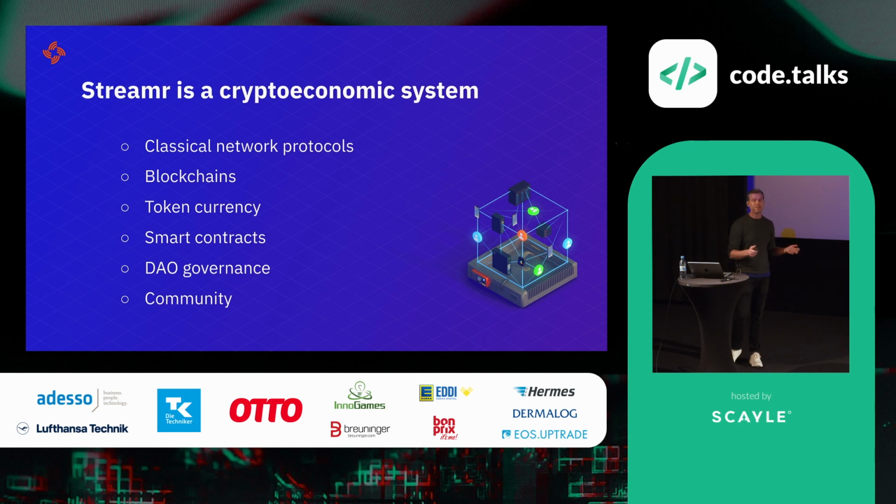So at this point, I'd like to point out, perhaps if you're coming into the space thinking everything is a blockchain, this is not the case for Streamr. Streamr is a crypto economic system. It uses a blockchain, but the data doesn't flow through a blockchain. I think that would be quite a silly idea if we built this pub sub system where the data flows through blockchains. So we use classical networking protocols.